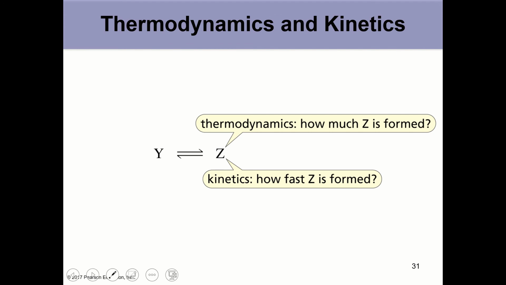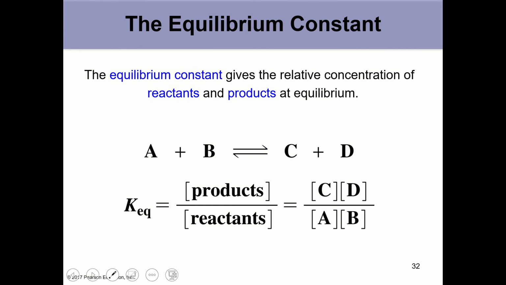We're going to talk briefly about thermodynamics, how much product is formed, and kinetics, how fast the product is formed. Equilibrium constant gives the relative concentration of reactants to products. Remember that equilibrium is products divided by reactants. If KEQ is greater than 1, products are favored. If KEQ is less than 1, reactants are favored.